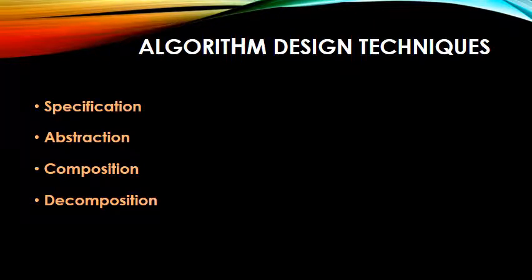Next, abstraction. Here, it will ignore or hide the unnecessary details and take only the essential properties for the problem. And next, composition. So, an algorithm is composed of assignment and flow of control statements. And the last one is decomposition. So, here it will divide the main algorithm into several functions. So, these are the basic principles in designing algorithmic techniques.